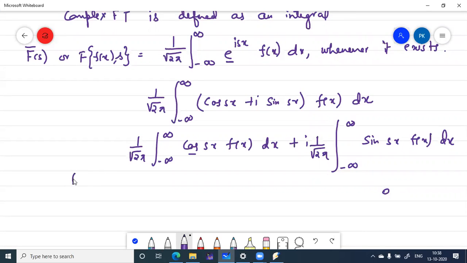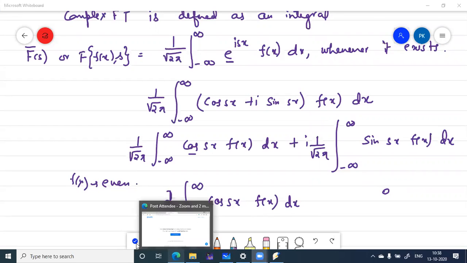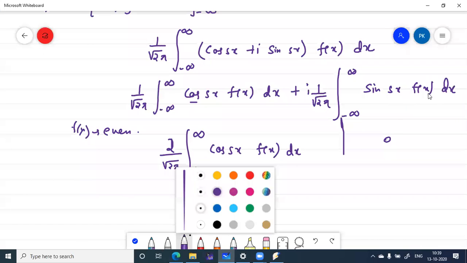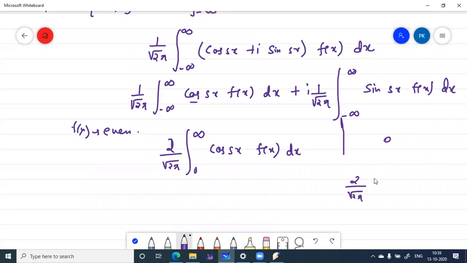Zero. And if f of x is even, then its value will be twice the integral from 0 to infinity of cos sx f of x dx. And if the function is odd, then the next integral, the value of this will be 0, and this sin function is odd and f of x is odd, so the integral will be twice the integral from 0 to infinity of sin sx f of x dx in case of the odd function.